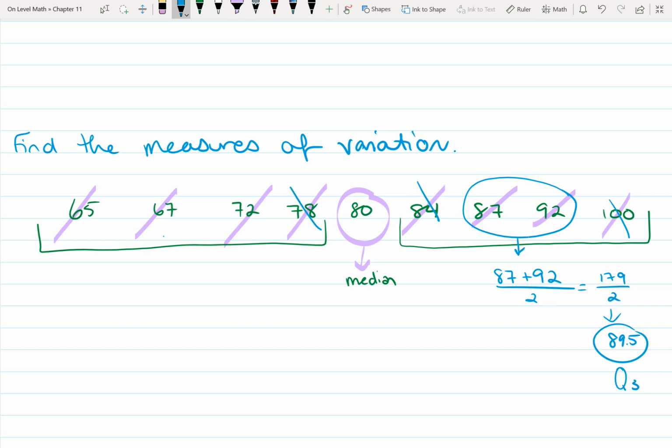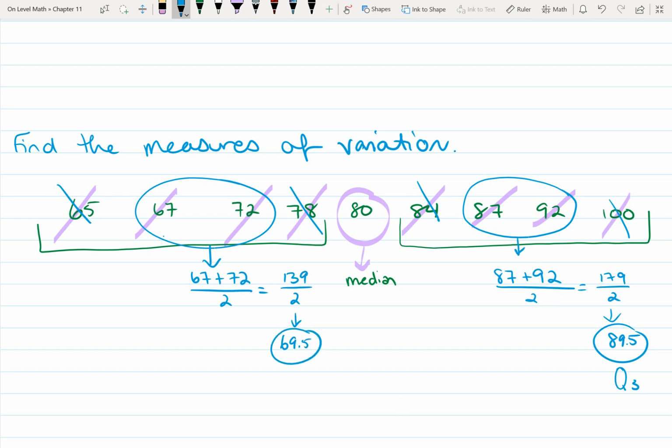Alrighty, so to find our quartile 1, right, left, we've got to circle these two. 67 plus 72 divided by 2. So 67 plus 72 is 139. Divided by 2 is 69.5. That's our quartile 1. So we've got our quartile 1, our median, our quartile 3.